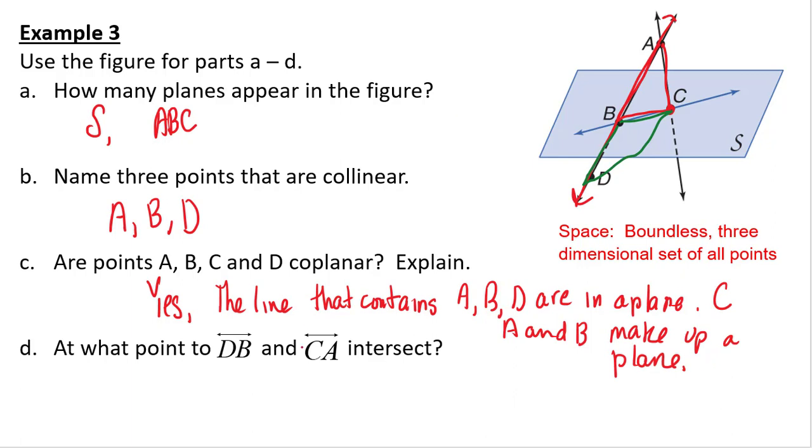Okay, point D. I'm going to do some erasing here so I can make sure I see everything. All right, at what point do DB and CA intersect? So line DB is this whole line, CA is this line, 2 lines intersect at a point, they intersect at point A.